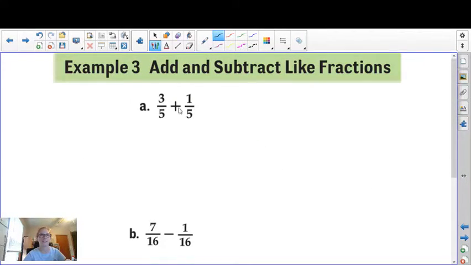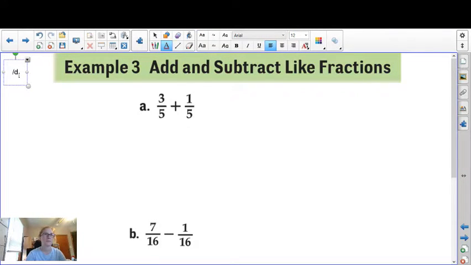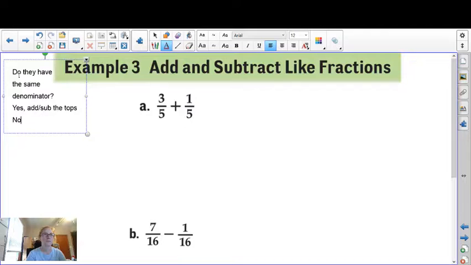Adding or subtracting like fractions. So what we're going to look for first is whether or not they have the same denominator. If yes, add or subtract the top. No. Change the problem.